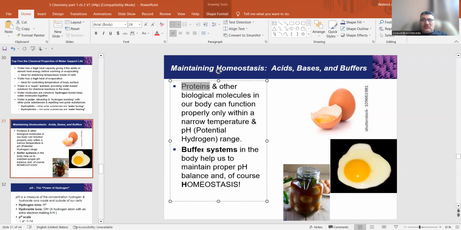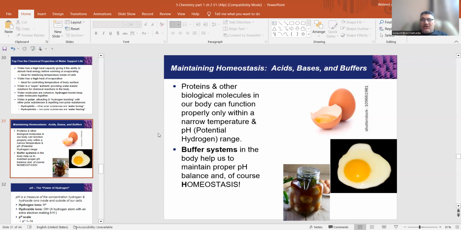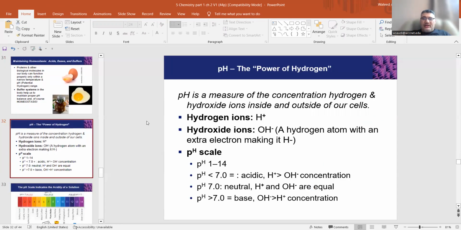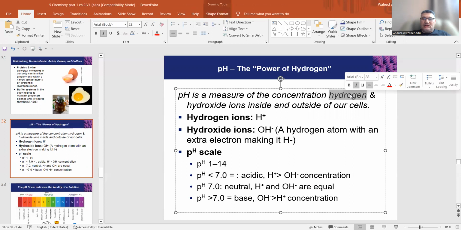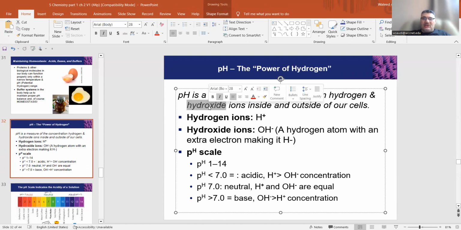Protein is considered one of these buffers. It can buffer our system. So we have different proteins in our blood that do that job. And there are other types of buffer. So here it is. You always have a balance. pH is measuring the concentration of hydrogen, which is representing acid, and hydroxide ion, which represents base or alkali. So hydrogen, we call it like this.